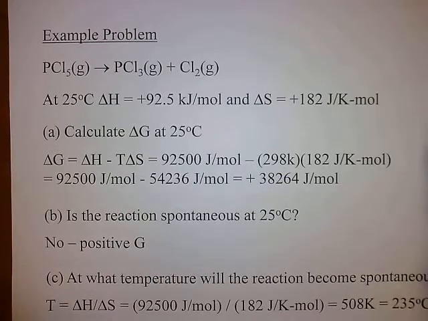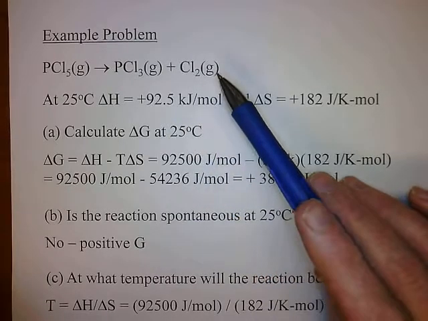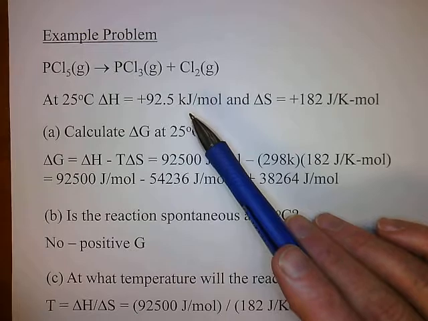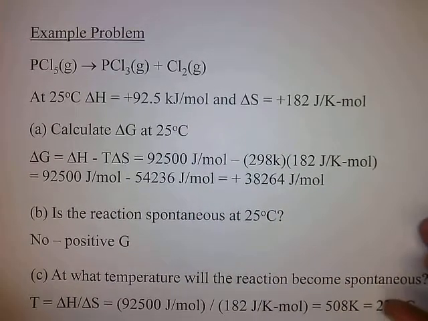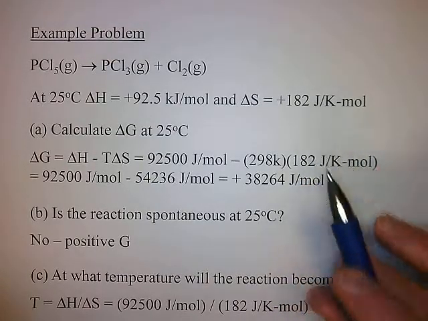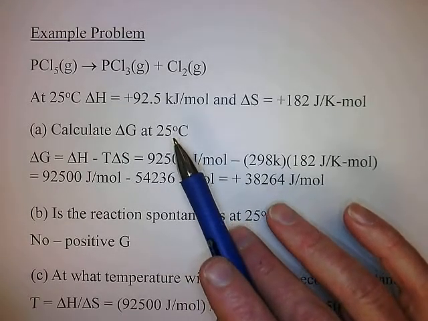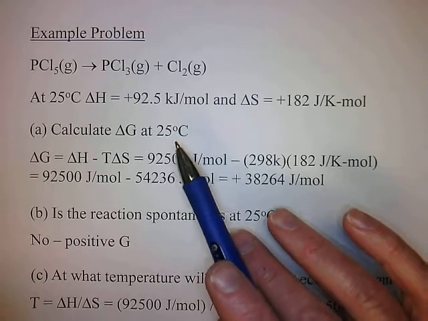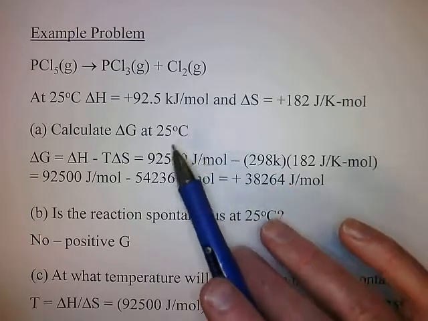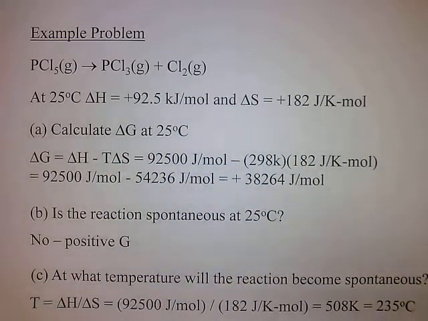So suppose we look at some data. For this reaction, we suppose we look up or calculate that delta H is 92.5 kilojoules per mole, and delta S is 182 joules per Kelvin mole. Okay, so the first thing we want to do is calculate delta G at 25 degrees Celsius. 25 Celsius is the conditions under which these were measured. These are standard conditions.